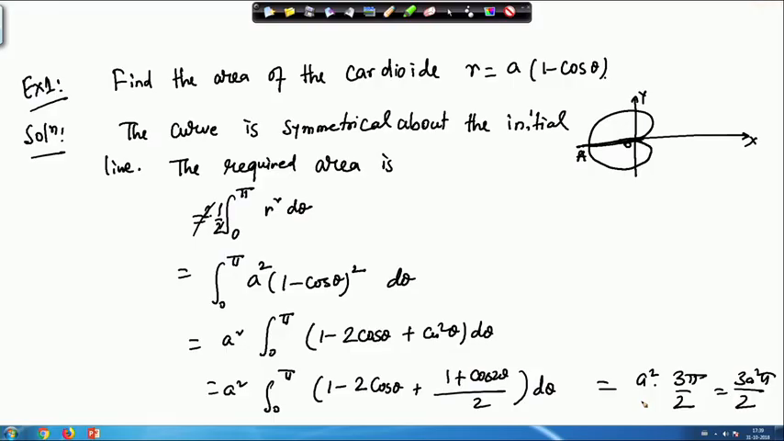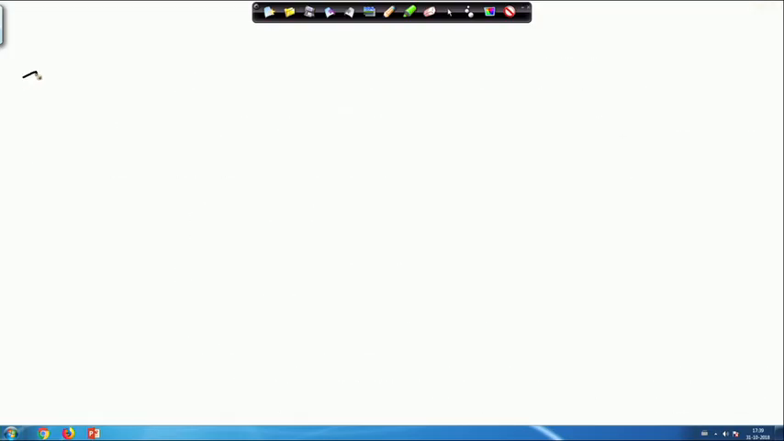We can consider another example. So let's see. Find the area of the curve r square equals a square cos 2 theta.